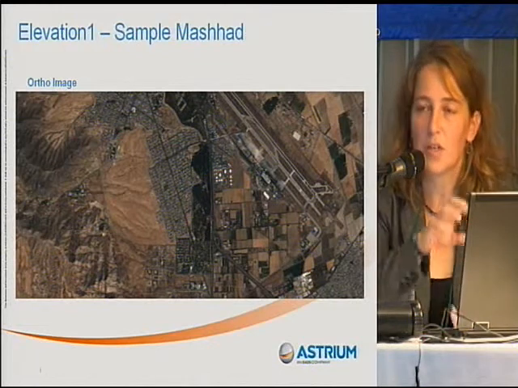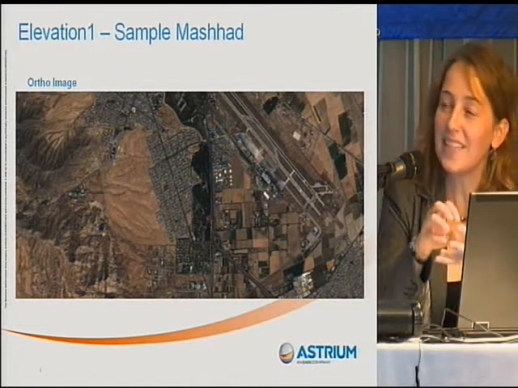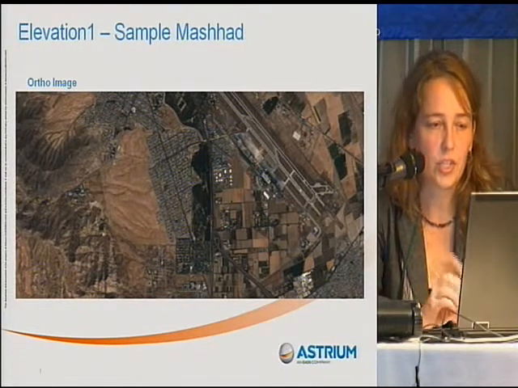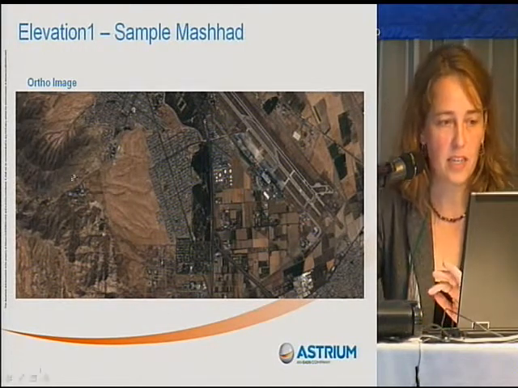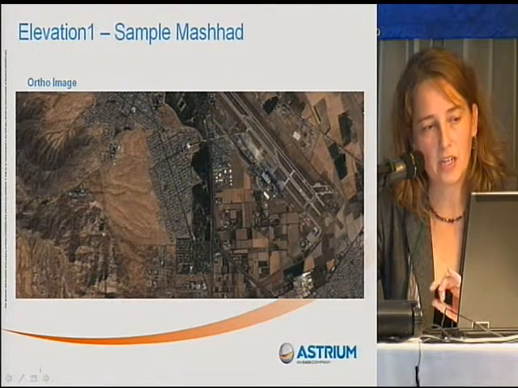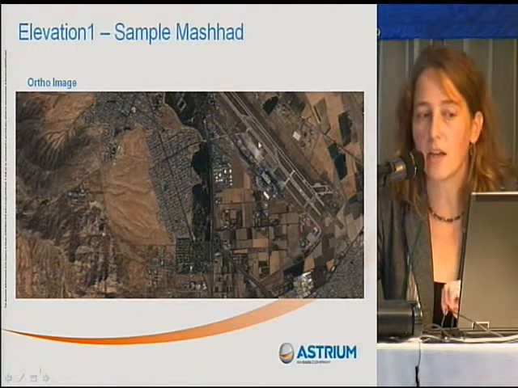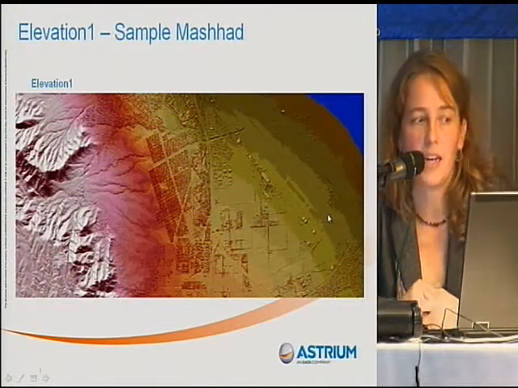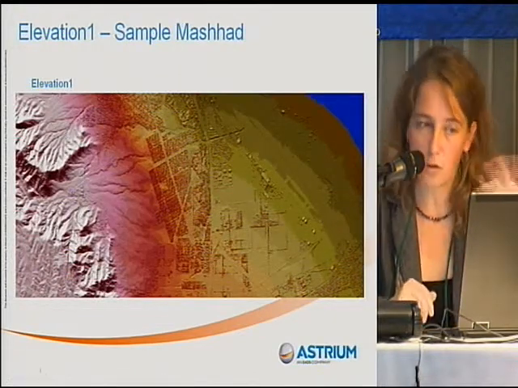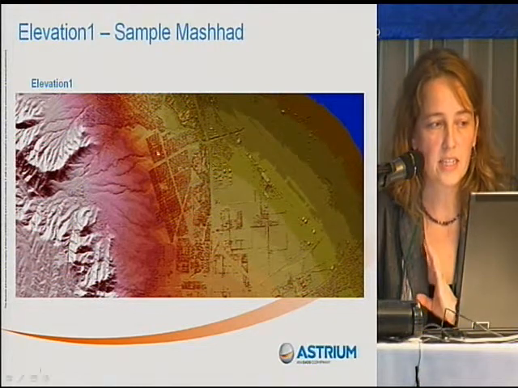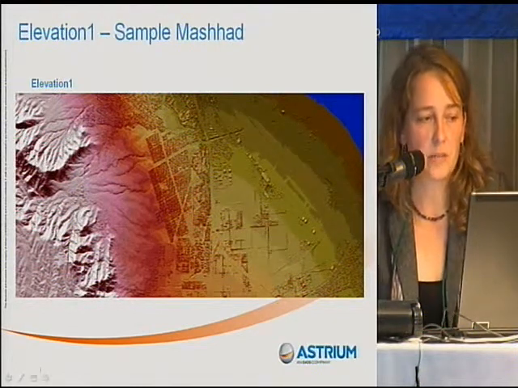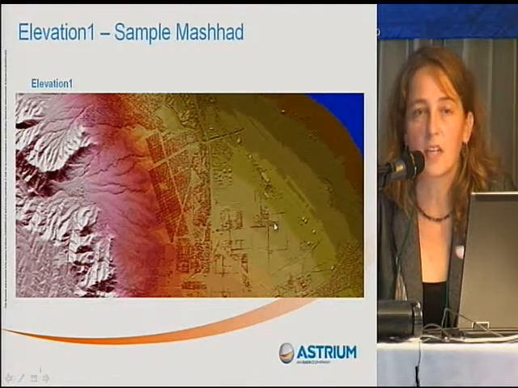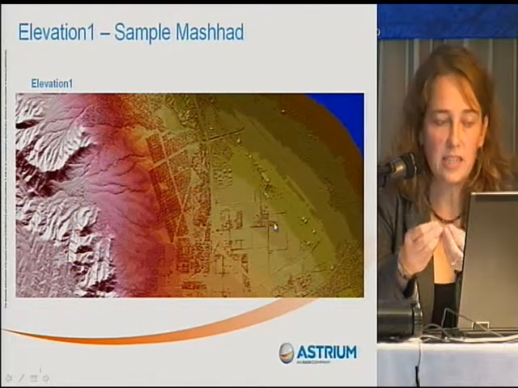More on Elevation 1, because it's really very impressive how many details you can detect here. This is the ortho image. You can see a mountainous area going downhill to an urban area, and here we also have an airport. When we look at the elevation model, which is also a surface model, you can see that even in steep areas on the left-hand side, but also in flat areas, you really see all the details.